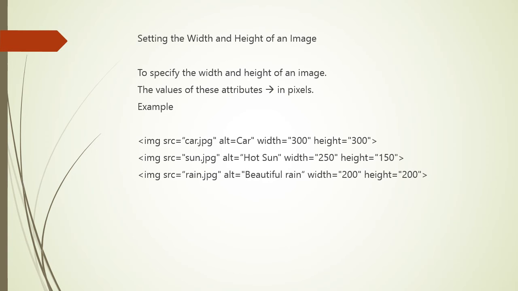We have already seen how to set the width and height of the image. So we are using the width and height attributes for that. The values of these attributes are interpreted in pixels. So for example, img src is equal to some image, alt is equal to some text, and here we have specified width as 300 and height as 300. So this means that 300 is in height, and width is given in pixels. Then another two images are also inserted with their height and width.